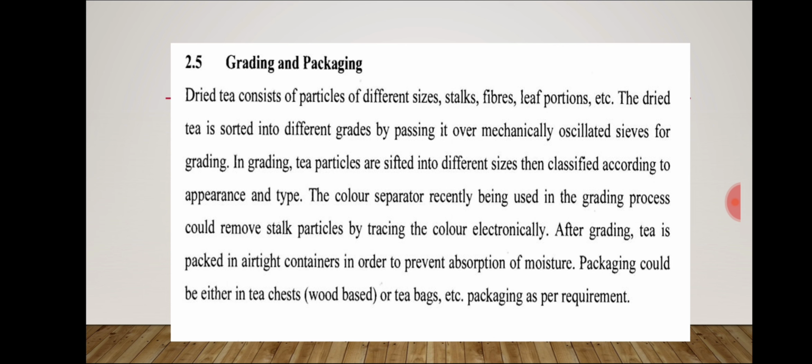Grading and packaging. Dry tea consists of particles of different size, stalks and fiber, leaf portion, etc. The dry tea is sorted into different grades by passing it over mechanically oscillating sieves. In grading, tea particles are sifted into different sizes, then classified according to their appearance and type. The color separator recently being used in the grading process can remove stalk particles by tracing the color electronically.